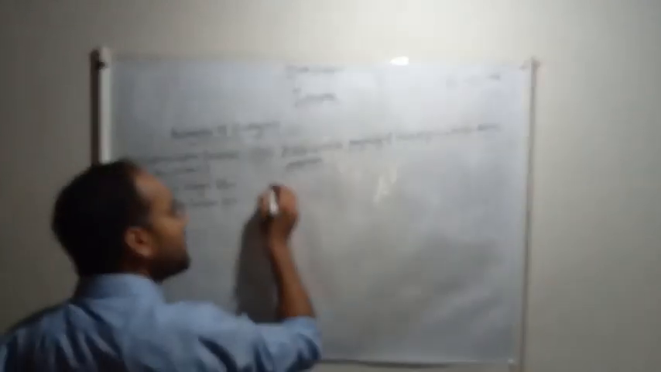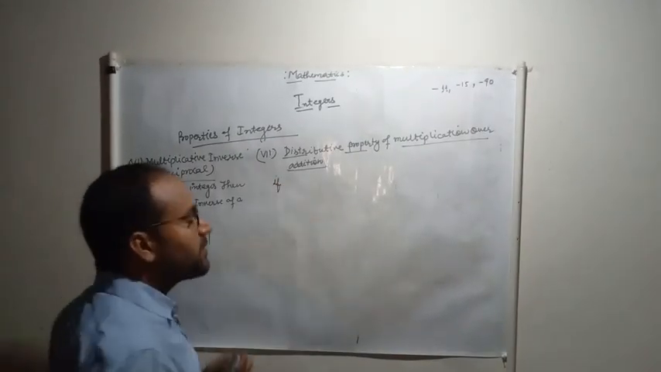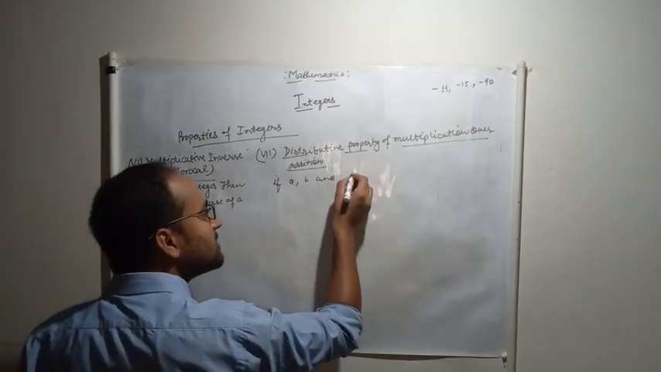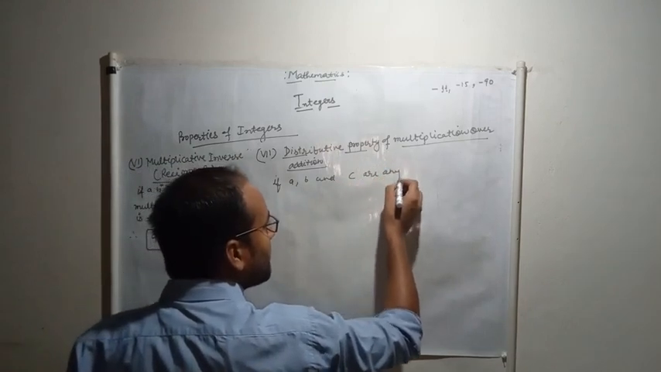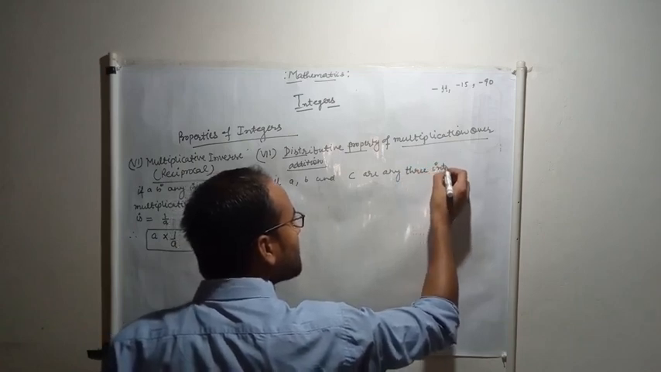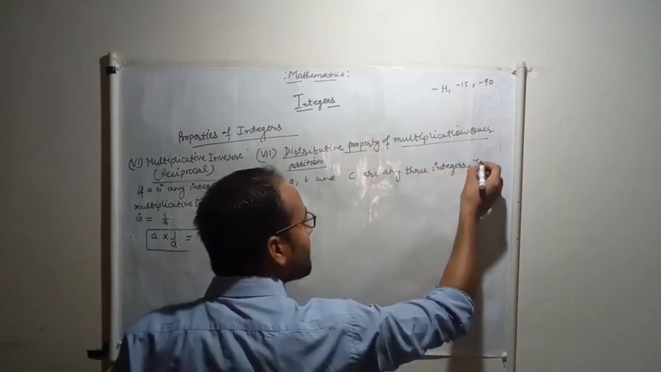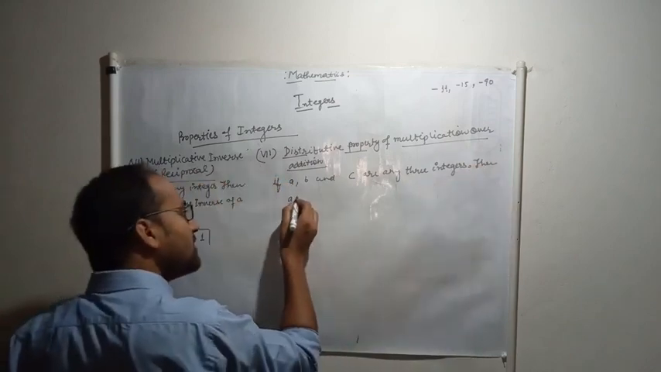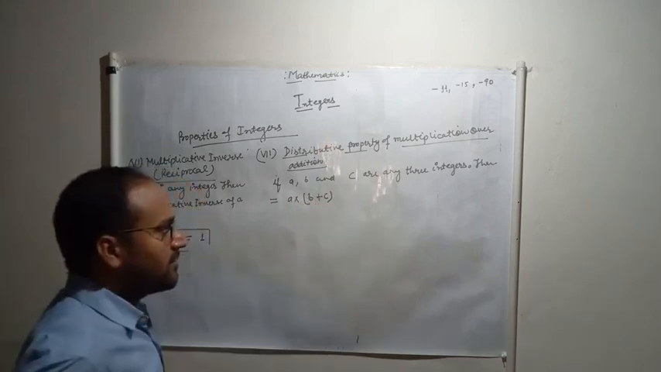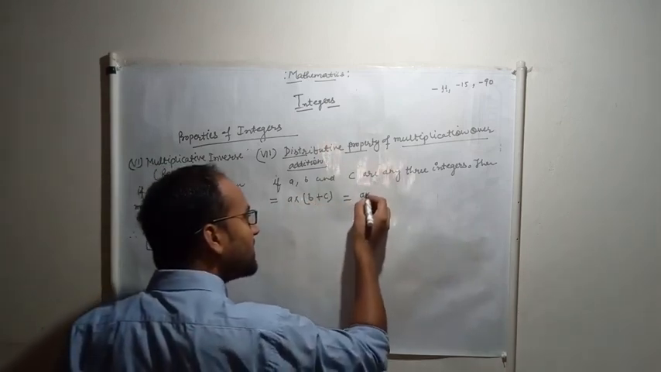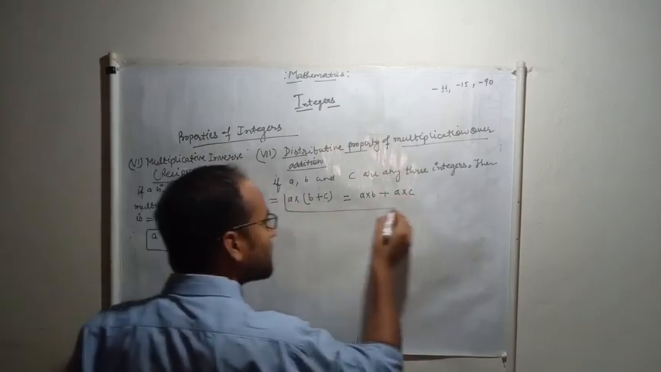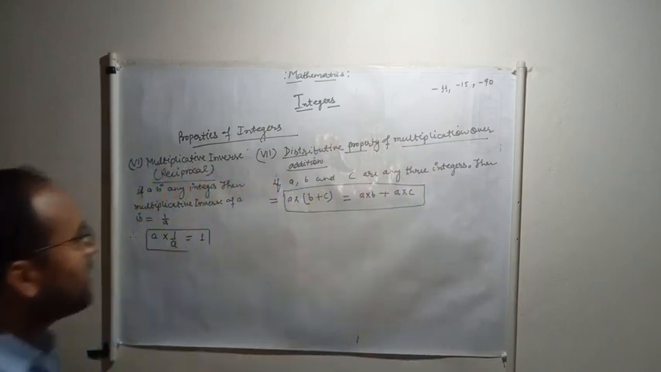In this one, it is based on three integers, students. If a, b and c are any three integers, then a multiplied by the bracket b plus c gives the result a multiplied by b plus a multiplied by c. This is the rule. You always remember that, students.